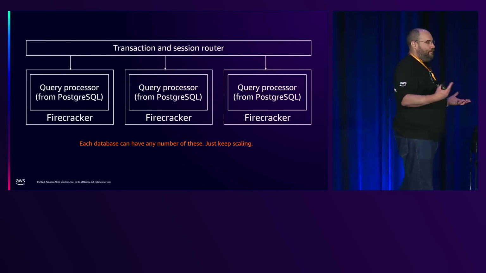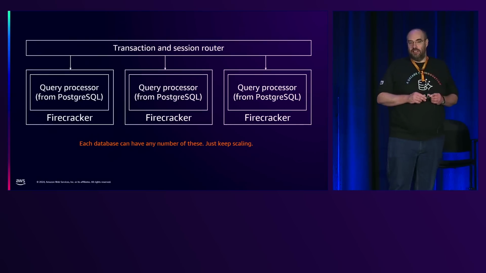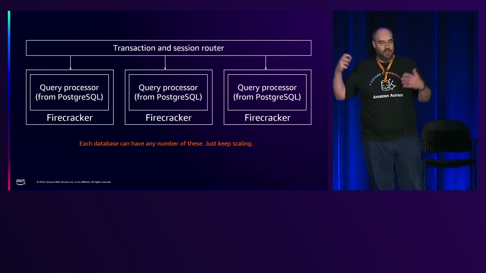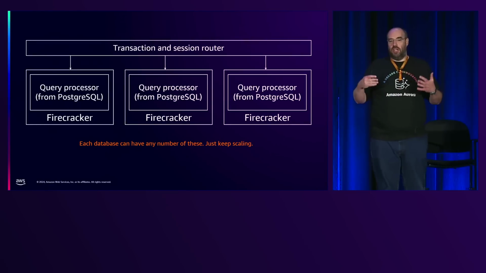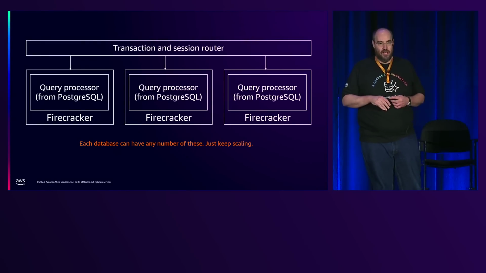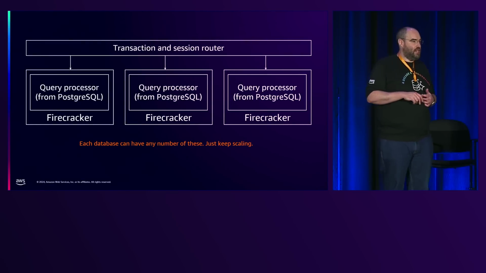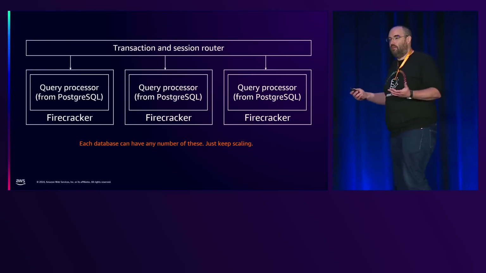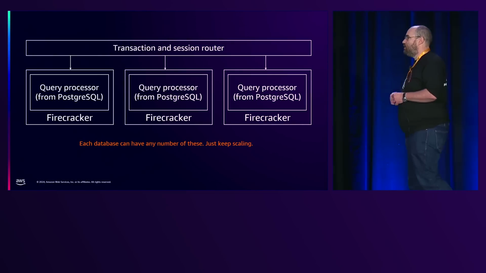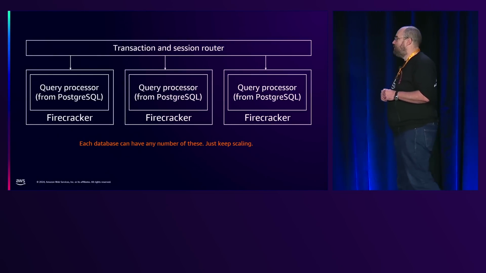So what we have at the front is a transaction and session router that takes the Postgres protocol and it routes each connection to the right place as it comes in, as it starts a transaction. You can think about that as the logical equivalent of something like PG Bouncer, if you're familiar with those, but it is built into the database.